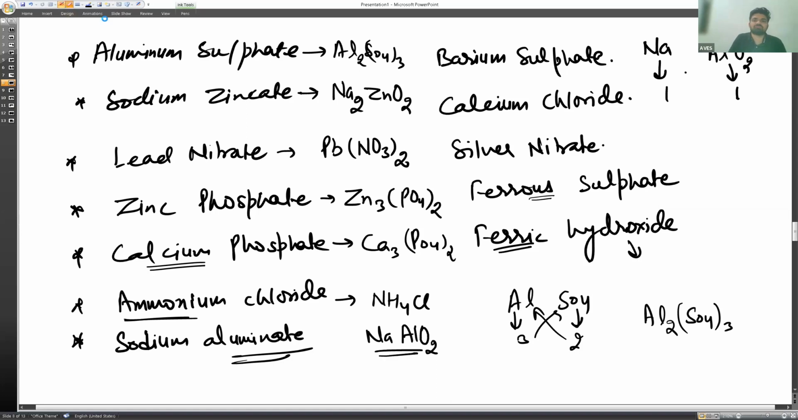Next, barium sulfate. BaSO4. Yes, they both have 2. Barium has 2, and the sulfate ion has 2. Okay. They will cancel out each other and it will give you BaSO4. Okay. BaSO4.